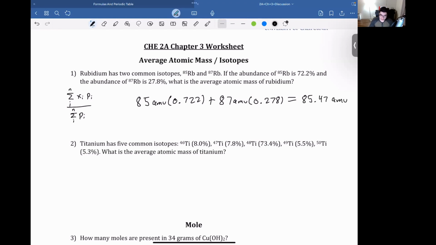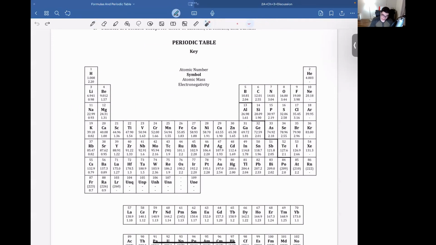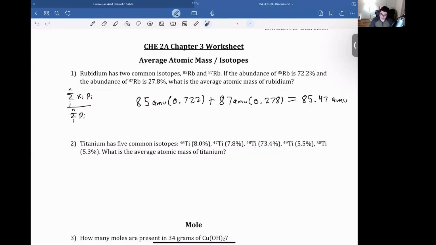So on the periodic table, all of these masses are the weighted averages by percent abundance of the different isotopes of the elements. So rubidium is not actually like any one rubidium. It's not 85.47. It's really a bunch of 85s and then some 87s, and you're averaging the mass, right? So any one rubidium will not have a fractional weight or a decimal weight.